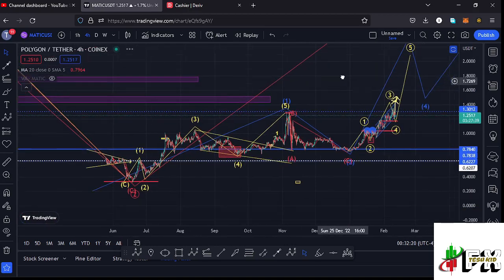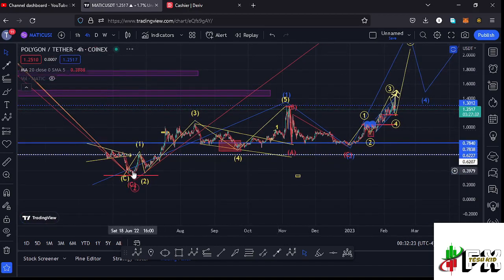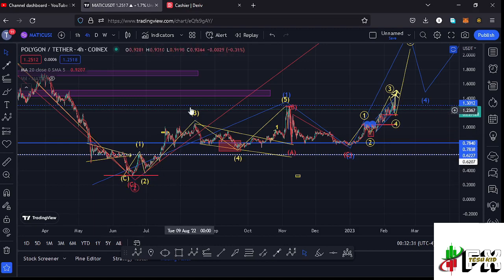So zooming out over here, you can see that after making our low at around the $0.32 mark, we started a very nice bounce to the upside, obeying the Elliott wave structures, where you can see that I have this Elliott wave structure in yellow, having the wave 5 making its peak at around the $1.3 mark, and also completing a larger Elliott wave count 1 to the upside.